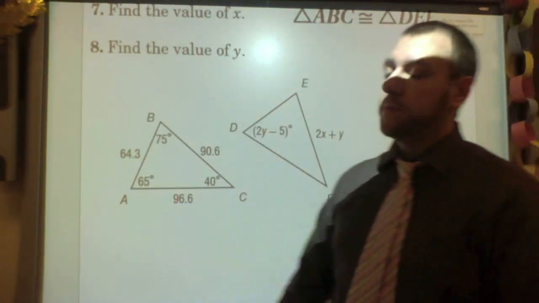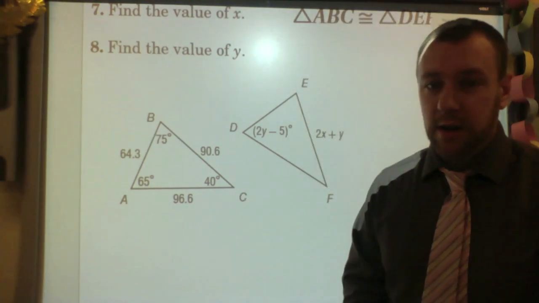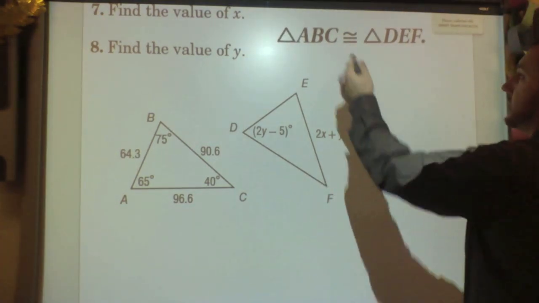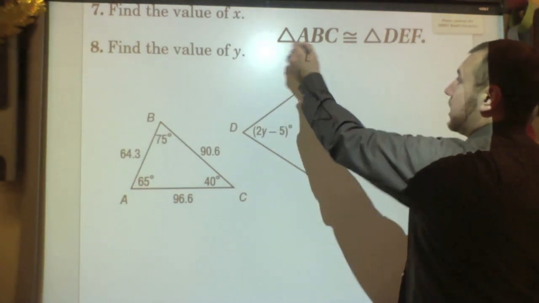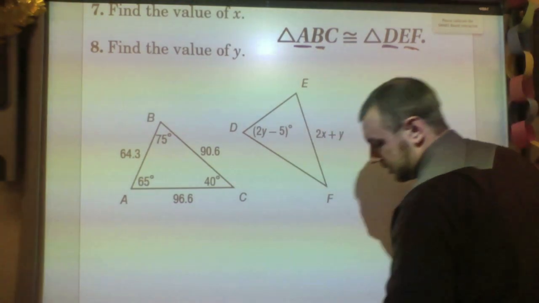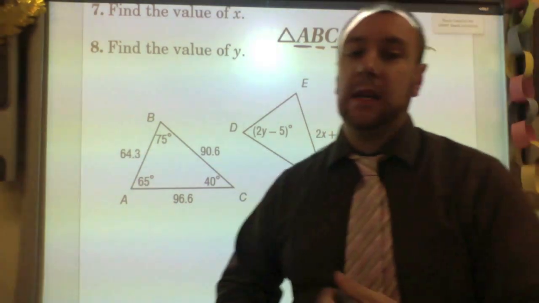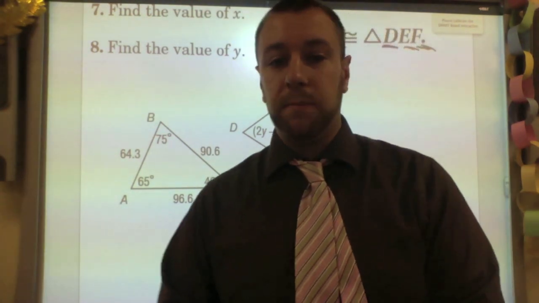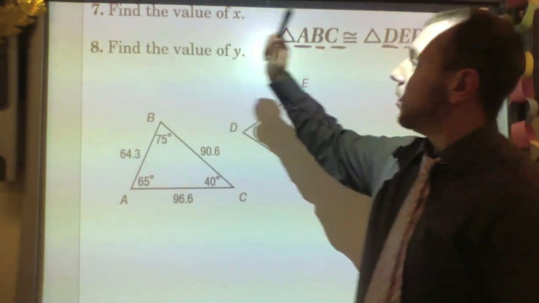Then we go to actually solving for x. So this is all about matching up. Remember, there's this congruency statement up here that says triangle ABC is congruent to triangle DEF. So A is going to match up with D, B is going to match up with E, and C is going to match up with F. So that's the biggest thing: you want to make sure you're looking at the congruency statement and you're matching up correctly. So let's say I'm going to find the value of x or y.